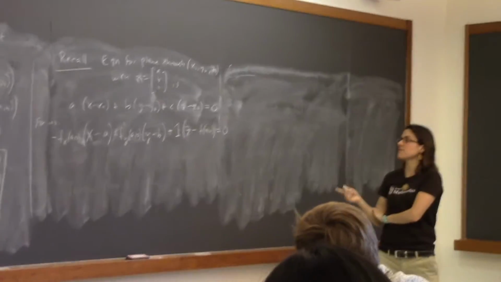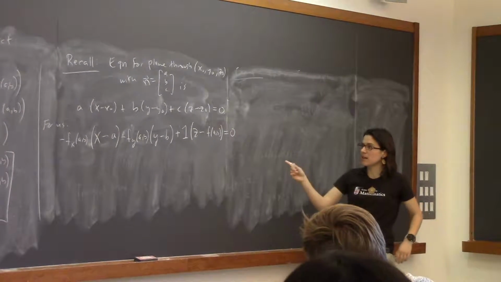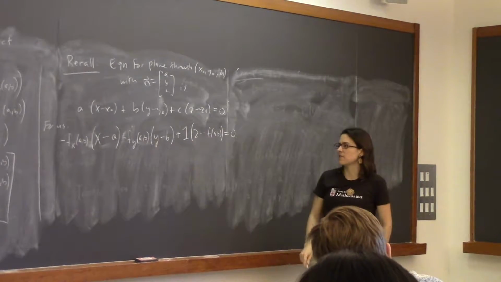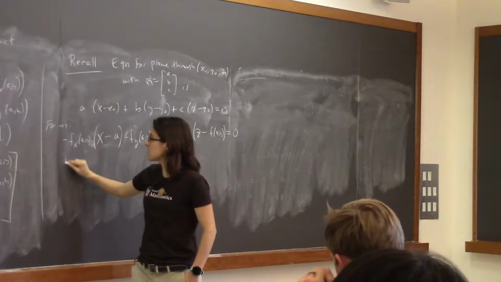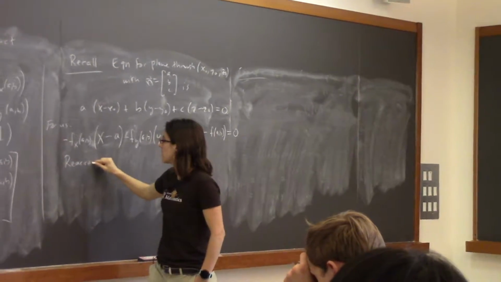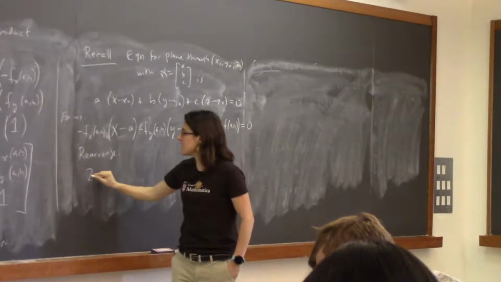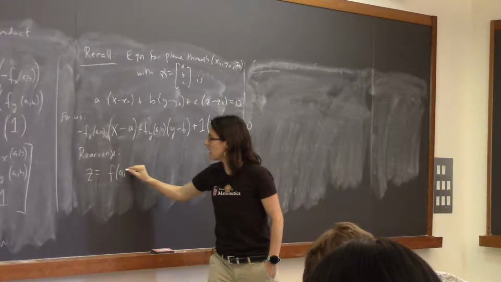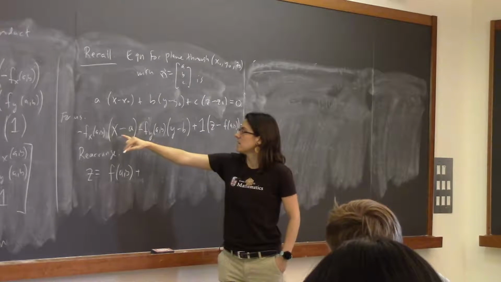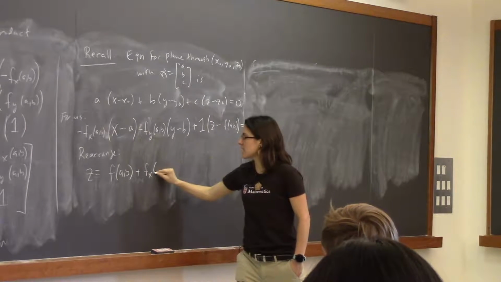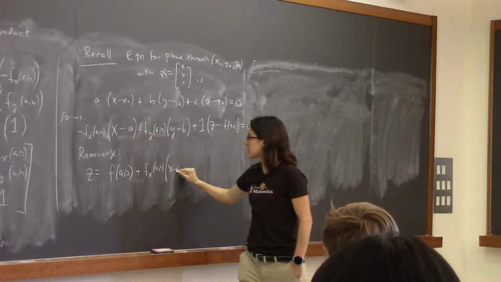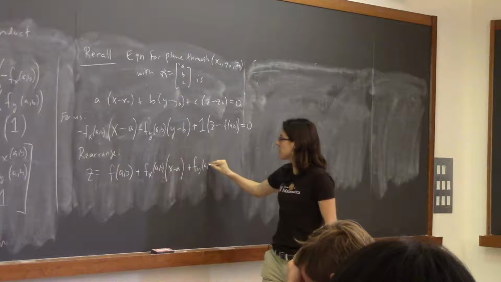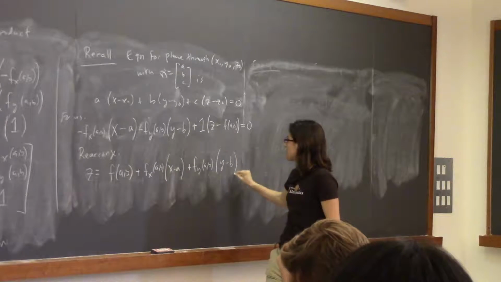This is a perfectly good way of writing it. But it's a little bit more elegant if we move things around. So I want to have z on one side and all the other stuff on the other side. So if we rearrange this, we get z equals f of ab plus this first term, partial with respect to x evaluated at ab times x minus a, plus the second term, partial derivative with respect to y evaluated at AB times y minus b.